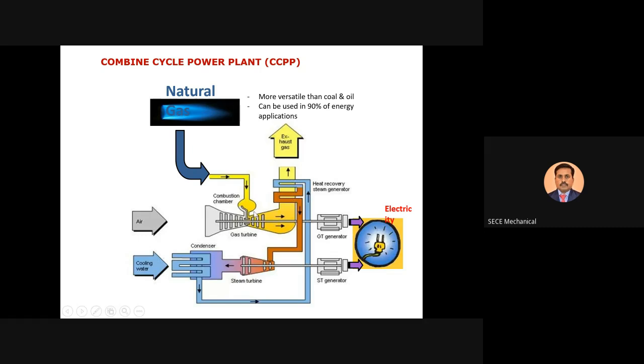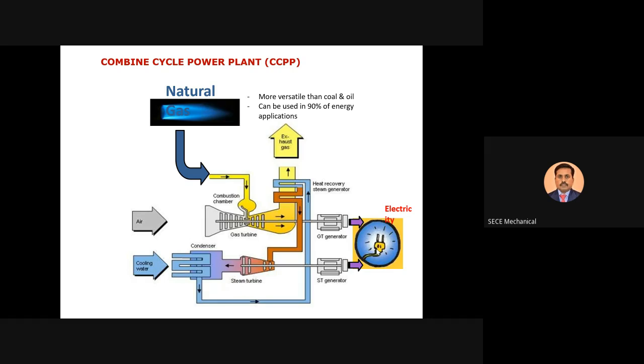The gas turbine works based on the Brayton cycle, and the steam turbine works based on the Rankine cycle. So with the help of the combination of these two cycles, we can produce electricity. So this is called a combined cycle power plant. You got my point, students? How is the combined cycle working? What are the concepts behind the combined cycle? You got my point?